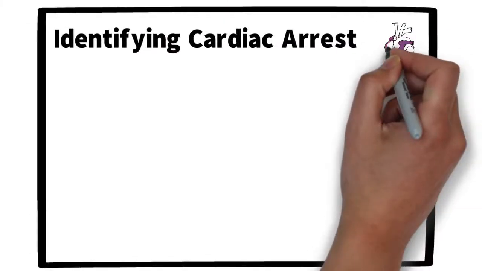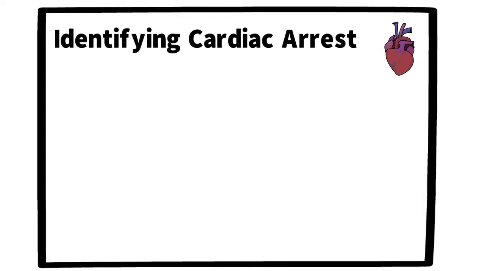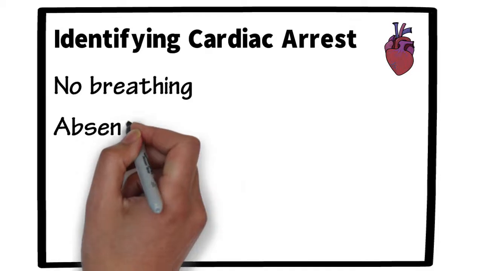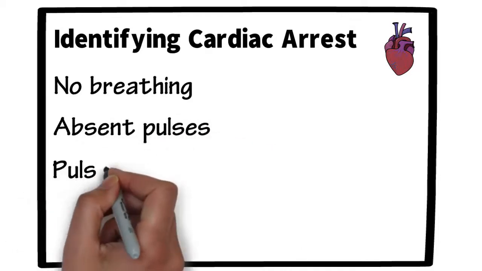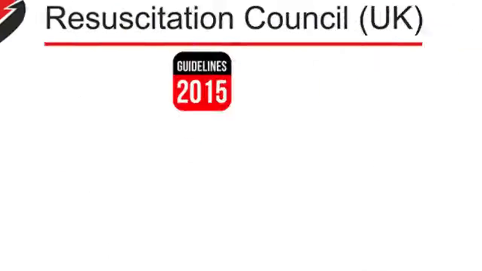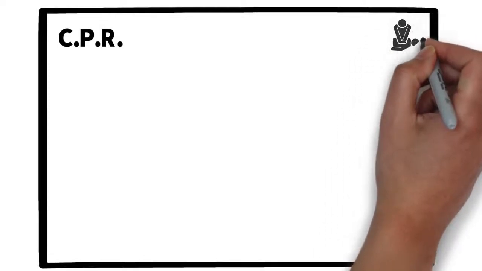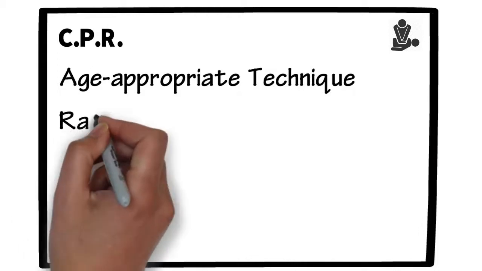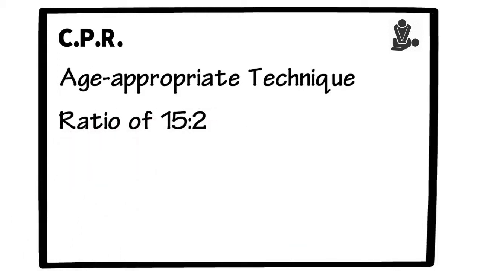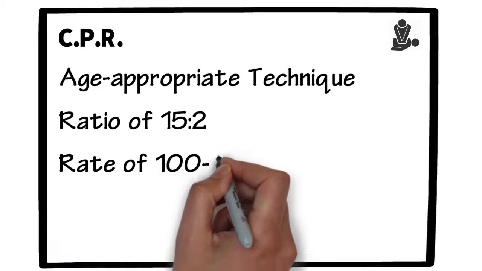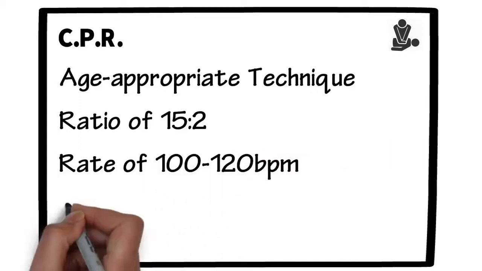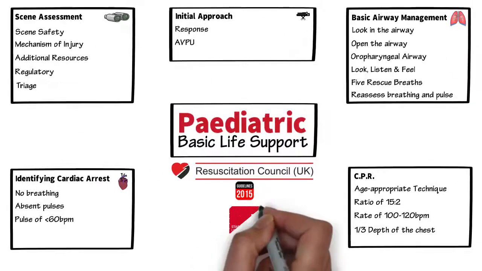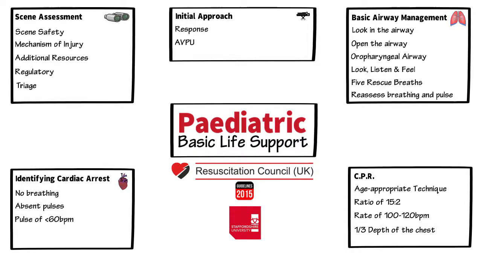It's at this point that we're probably going to identify cardiac arrest if it exists, and that will mean that there's no breathing, there'll be absent pulses or pulse of less than 60 beats per minute in the pediatric algorithm. We'll then start CPR, and for this you're going to use an appropriate technique dependent on the patient's age, have a ratio of 15 compressions to 2 effective ventilations, a rate of 100 to 120 per minute, and a third of the depth of the chest. So now let's examine some of those areas in more detail.